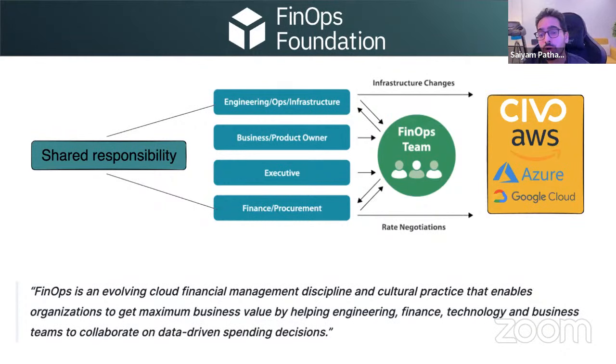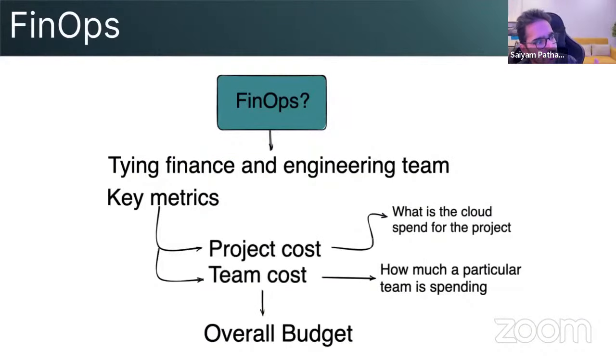Now, for some of these things, we do have a solution, which we'll definitely demo, and also how to do multi-cloud. You have shared responsibilities between different team structures, just like DevOps is a shared responsibility between teams. This also becomes a shared responsibility between teams, and we have different cloud vendors over here. You have key metrics, that is project cost, team cost, what is the spend per project, what is the spend per team. That becomes part of the overall budget.